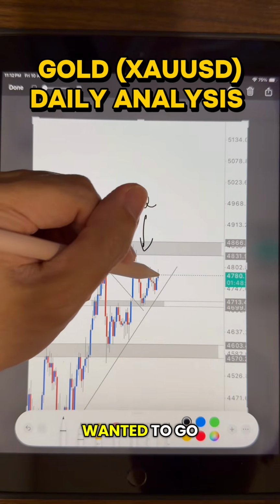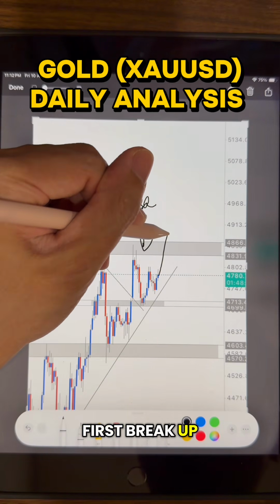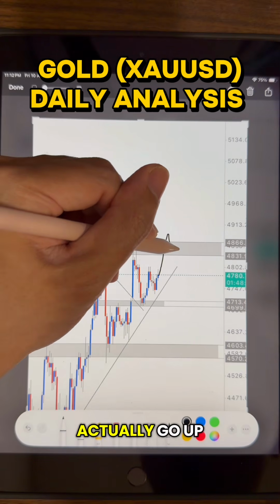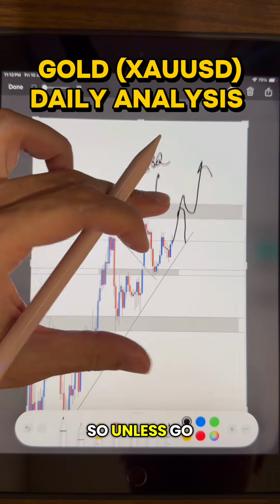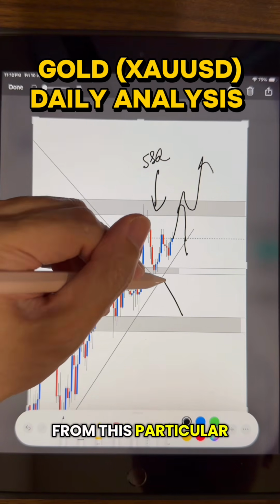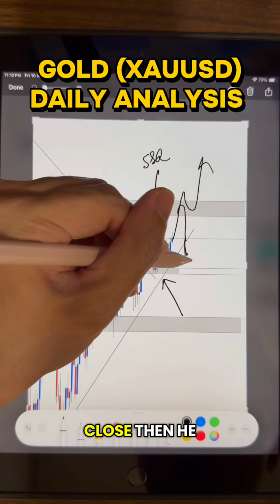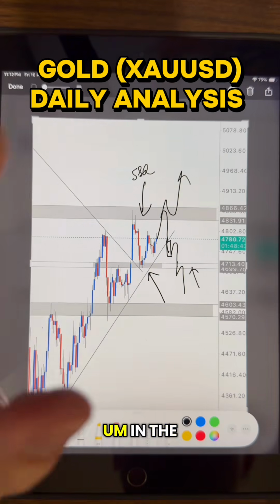Okay, so if gold wants to go higher, it must first break up from here before having a pullback, then it can actually go up higher. Otherwise, it must still reject back down here. Okay, so unless gold actually breaks up from this particular trend line here, breaks up and closes, then you might actually have the potential to go lower in the gold market.